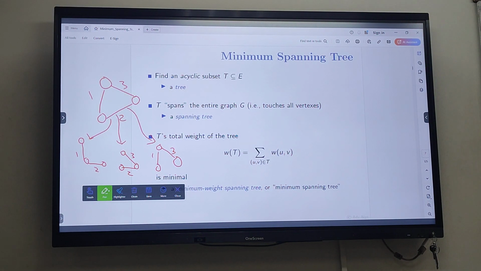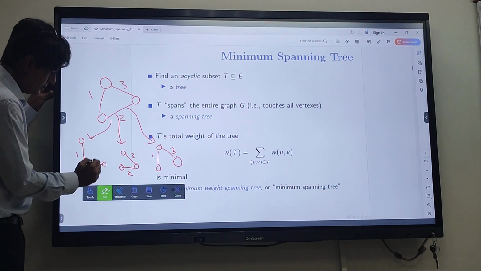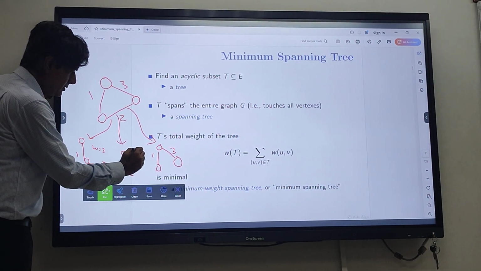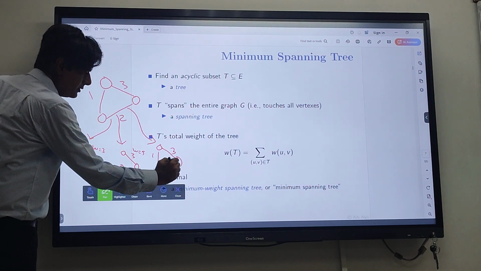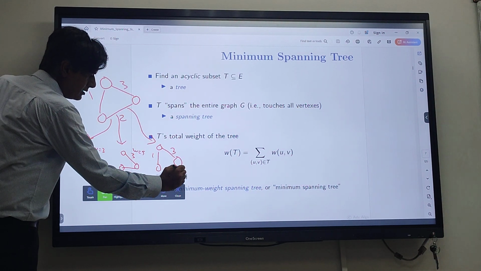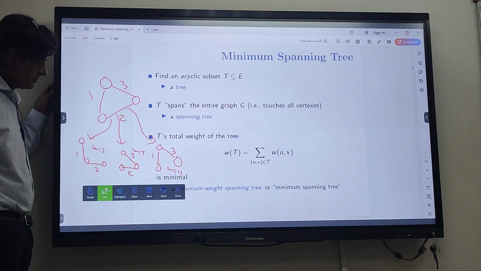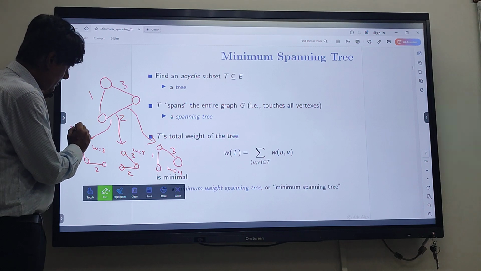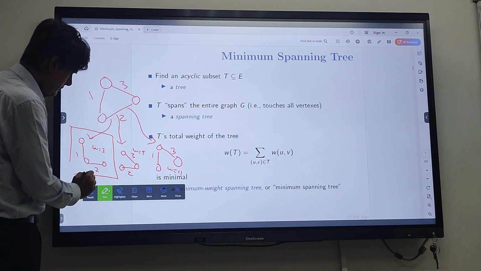So let's sum the weights. What is the weight of this thing? 3. What is the weight of this? 5. What is the weight of this? 4. So which one is the minimum spanning tree? First one. So this is the minimum spanning tree.